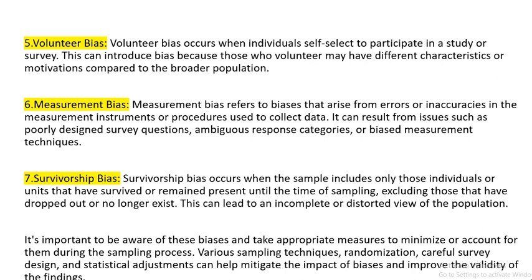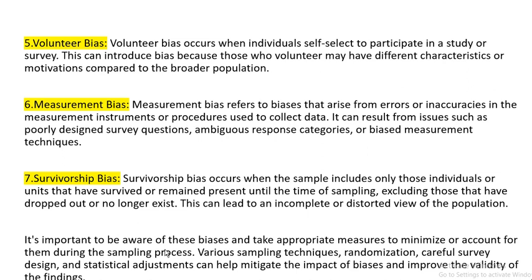7. Survivorship bias. Survivorship bias occurs when the sample includes only those individuals or units that have survived or remained present until the time of sampling, excluding those that have dropped out or no longer exist. This can lead to an incomplete or distorted view of the population.